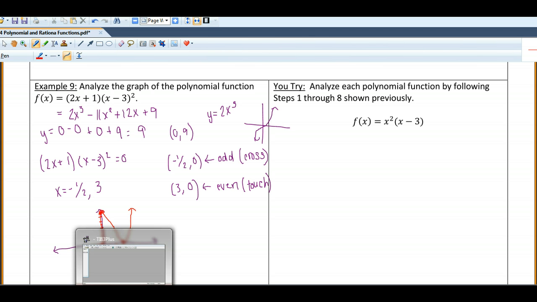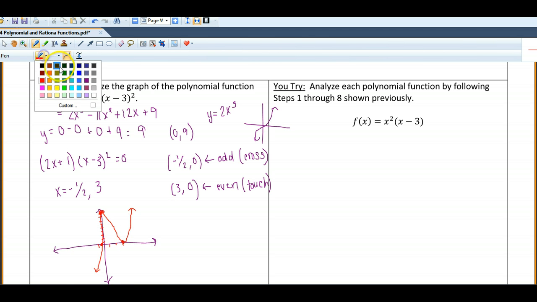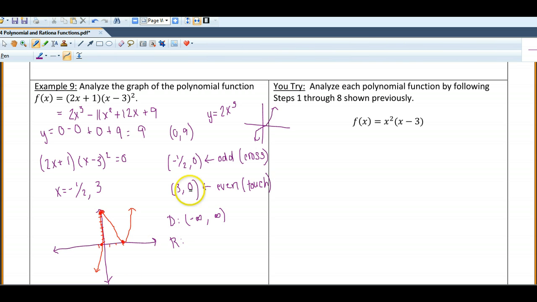The domain and range, let me change colors again. The domain, hopefully you can see, it just keeps going on this way, it keeps going on this way. So all real numbers. In interval notation, that's negative infinity to positive infinity. And the range, it goes up and down forever. So, same thing. Negative infinity to positive infinity.